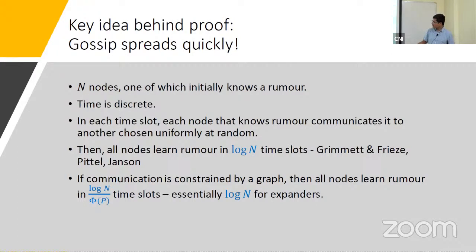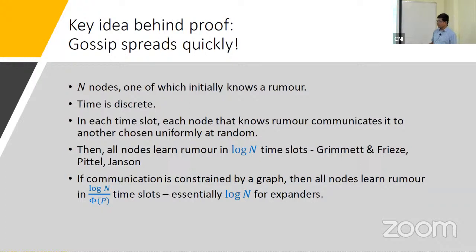So this was first studied on the complete graph by Frieze and Grimmett. They showed that the rumor spreads to everyone in log n time steps. And Pittel basically reduced the spread, so he showed that it concentrates even more sharply around log n. And Janson studied the continuous time model and again got the log n scaling.